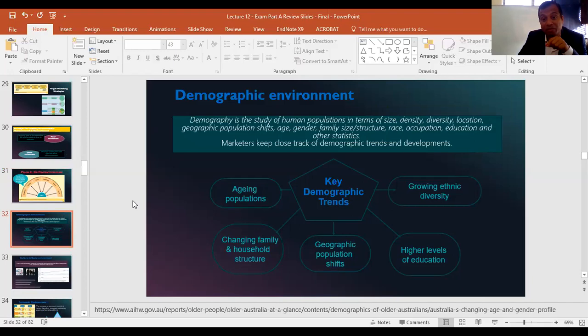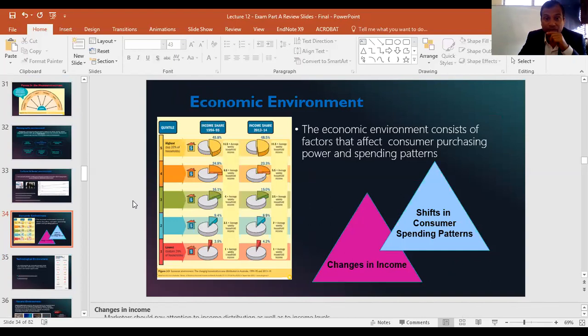For example, the demographic trend. Does the case talk about diversity, or maybe the population shift, or the case of an aging population? These are the broad sub-items which we have learned, so you need to relate them. Instead of simply saying demographic trends, you need to pick up which specific trend inside the demographic and then build the arguments around that. There are lots of factors around the economic one.